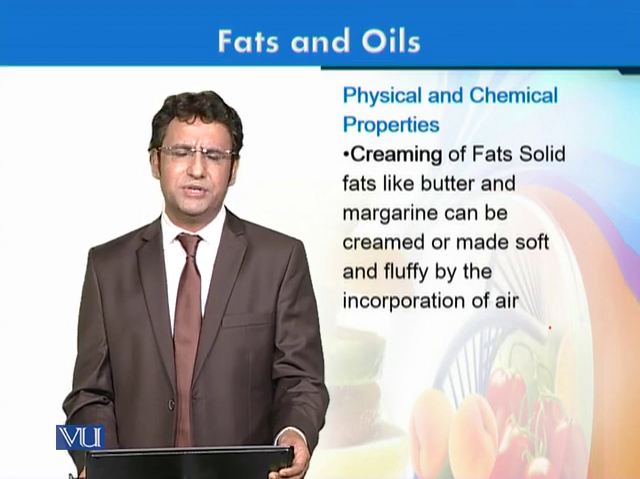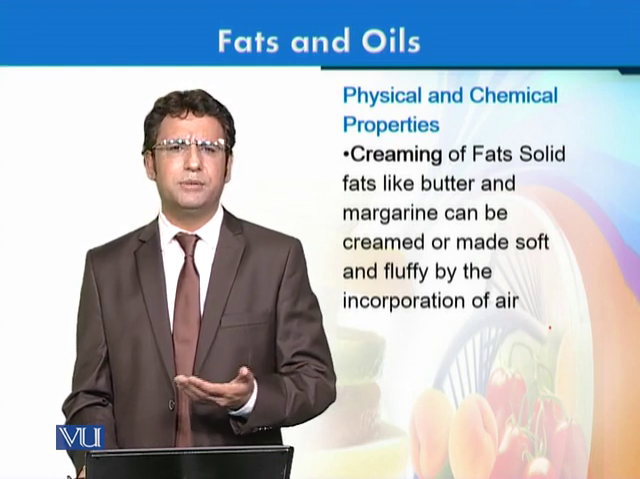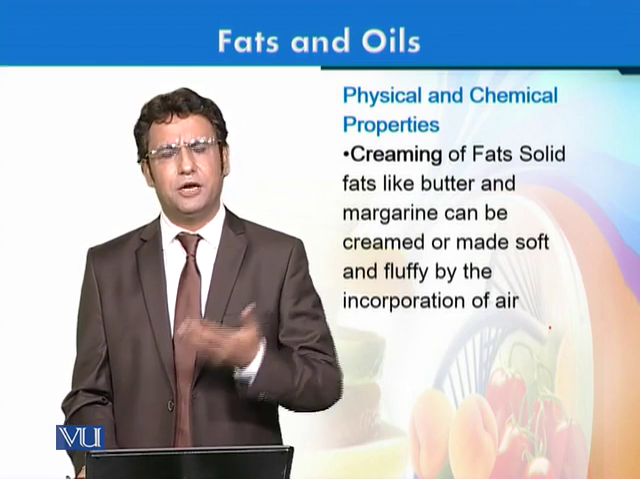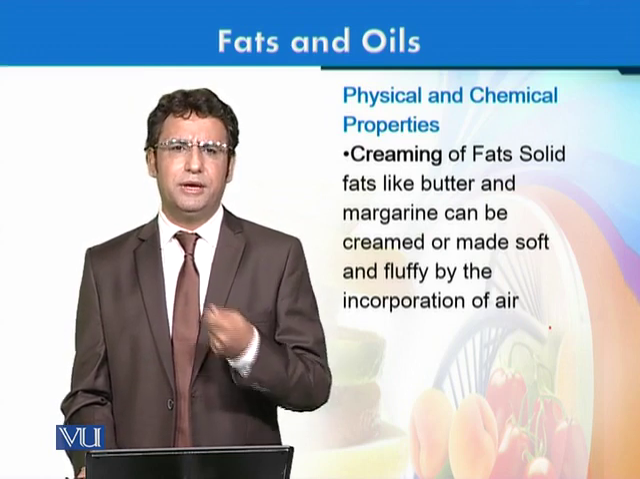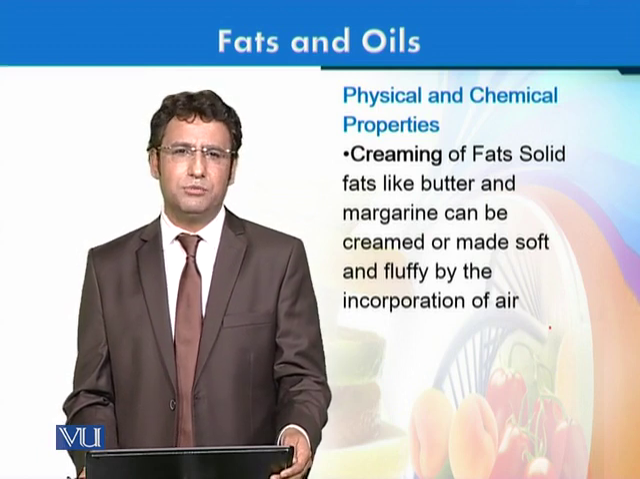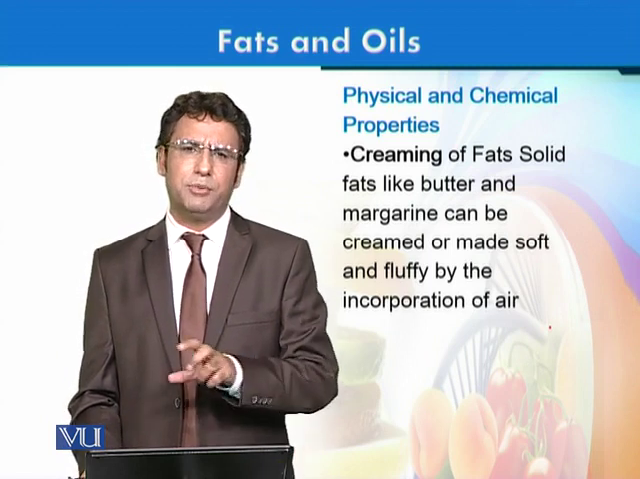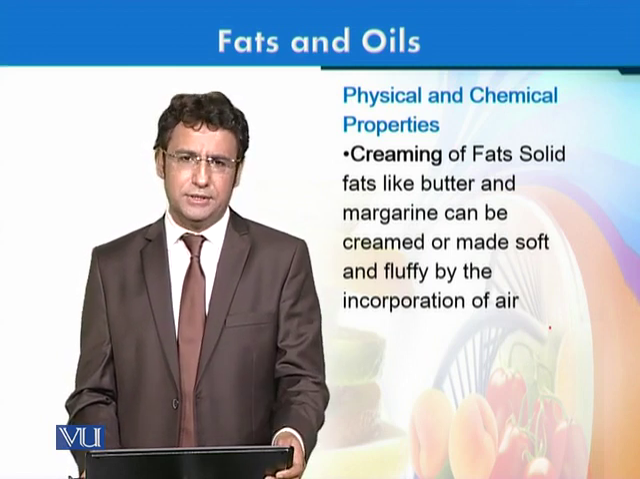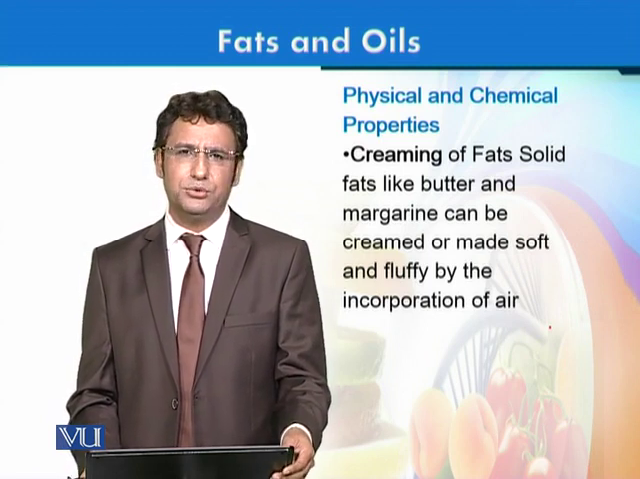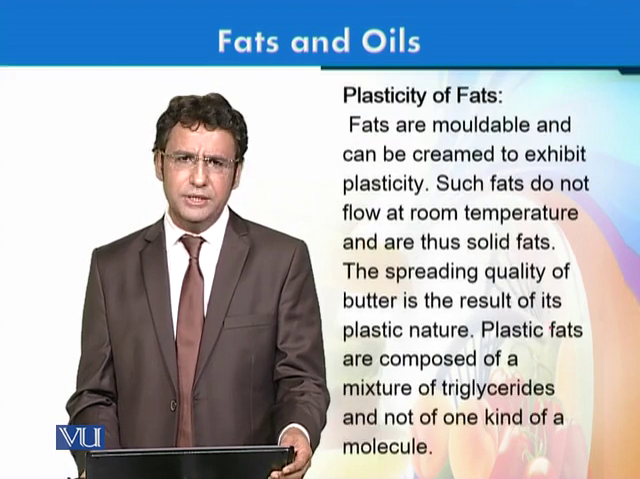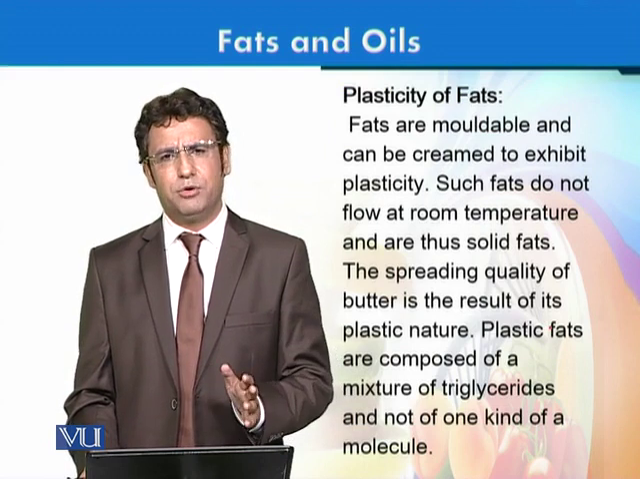Creaming is one of the important properties that we can normally see in products which can incorporate a certain amount of air, such as butter. So we can make the product fluffy by incorporating more air. We can make it more soft, and we can have a cream-like structure in these food products. This is a property of some of the fats that determines their use in different food products. Similarly, plasticity of fat is another criterion that we look at in their physical properties.